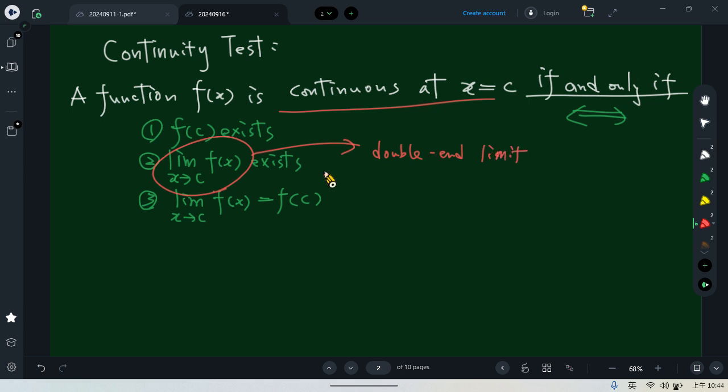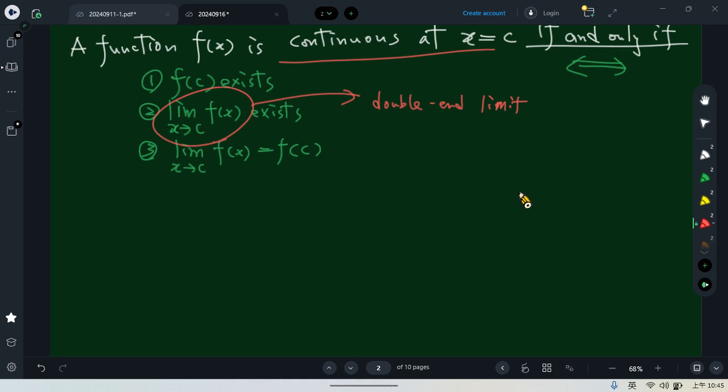Right? Do you still remember what a single-sided limit is? A single-sided limit just focuses on approaching from the right-hand side or from the left-hand side. But for the double-sided limit, the limit values from the left-hand side and from the right-hand side should be the same. Okay, so this is for double-sided limits.